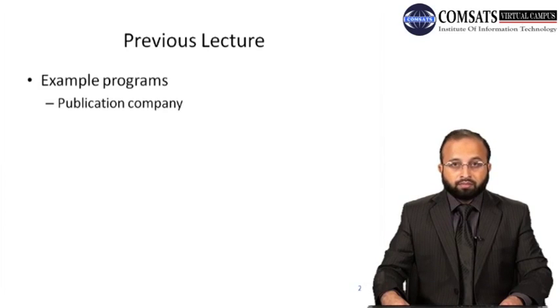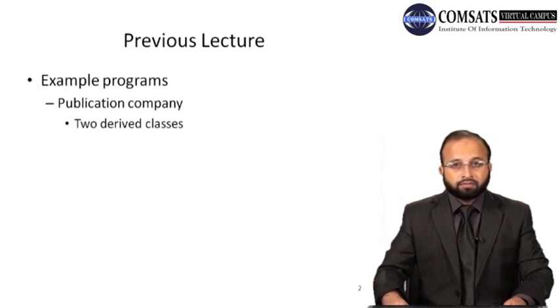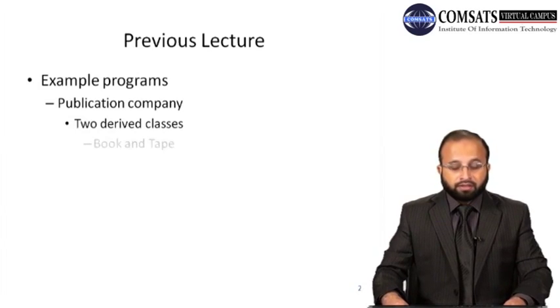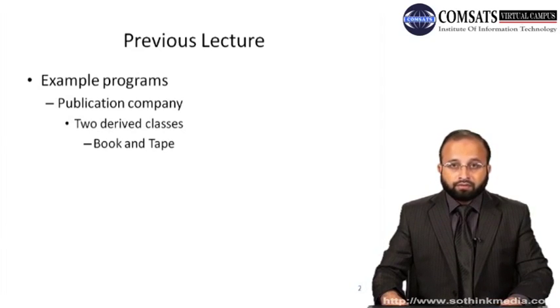The first program is about a publication company that publishes two types of items, books and tapes. So we have two derived classes. The one class is the publication, that is the base class, and after that we made two derived classes of it. One derived class is the book and the tape is the other one, and we have some specialized information about these derived classes as private data members. Book's specialized information is the number of pages, and for the tape, the audio cassette, the specialized data is the duration of the tape.